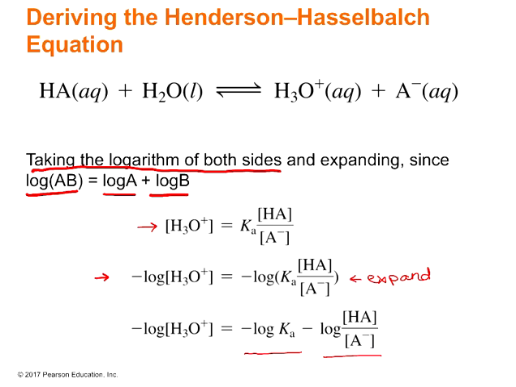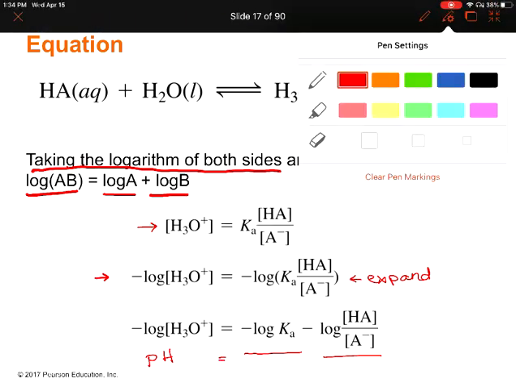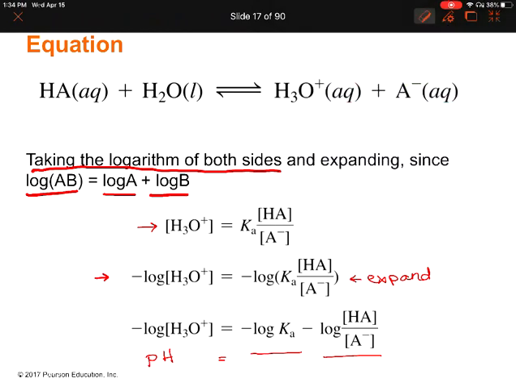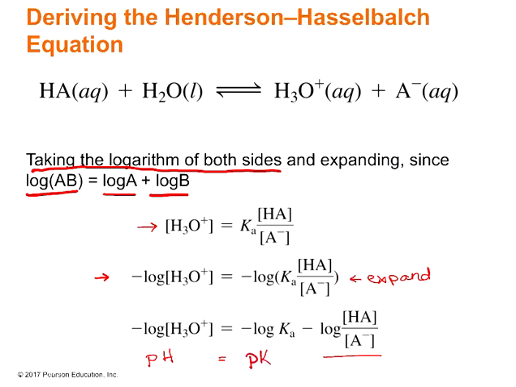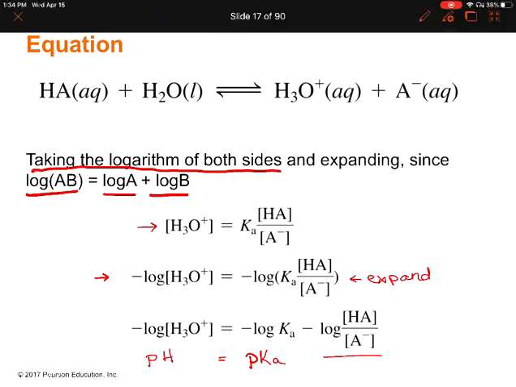So some of these expressions should look pretty familiar. For instance, the negative log of hydronium ions is our pH expression. And then the negative log of Ka, that is our pKa value. And then the rest of the equation, let me erase this line here, is negative log of the concentration of acid over the concentration of base. And we're taking the log of that whole thing.